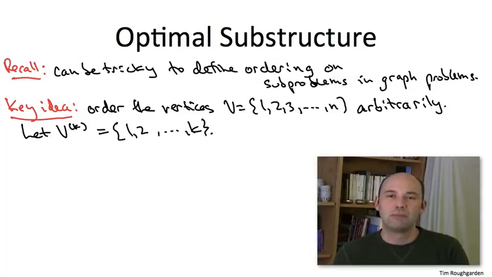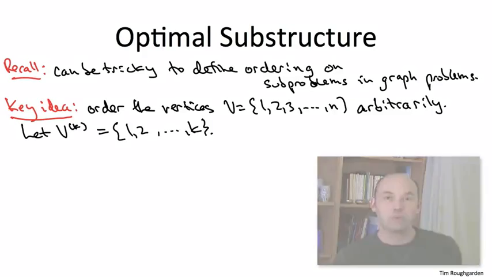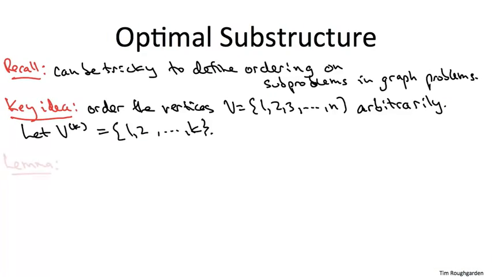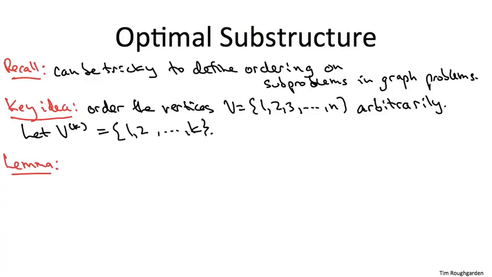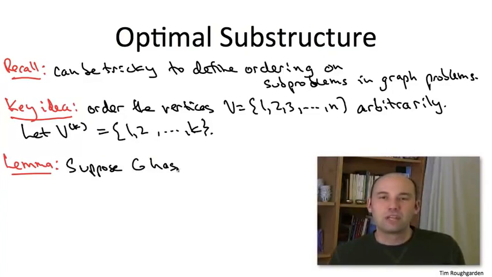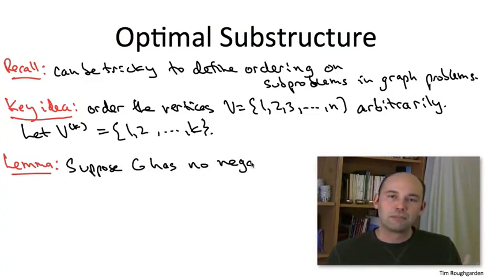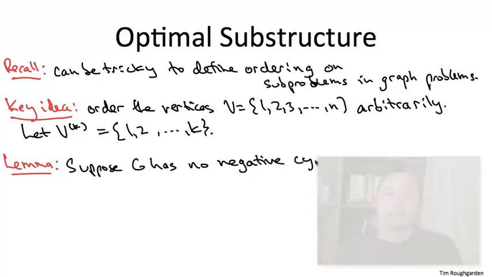So to be a little bit more formal about it, let's just impose some arbitrary ordering on the vertices capital V, name the vertices 1, 2, 3, all the way up to n. I don't care how. And I'm going to use the notation capital V superscript k to denote the prefix of the first k vertices, vertices 1 through k. So let me start now setting up the optimal substructure lemma. In contrast to the Bellman-Ford case, I'm only going to prove the optimal substructure lemma for input graphs that have no negative cycle. We'll address the case of negative cycles after we're done with the algorithm. Suppose for now there isn't one.